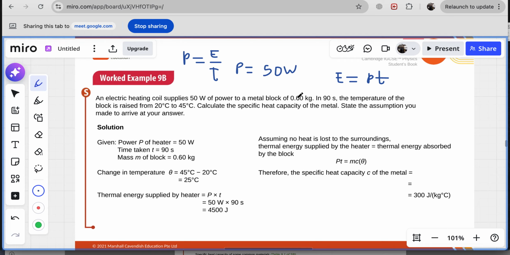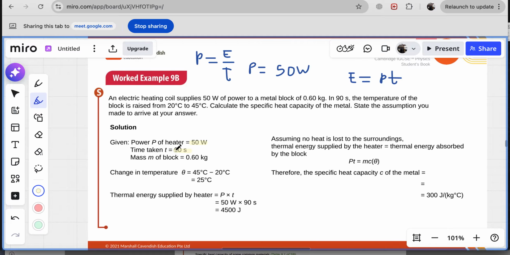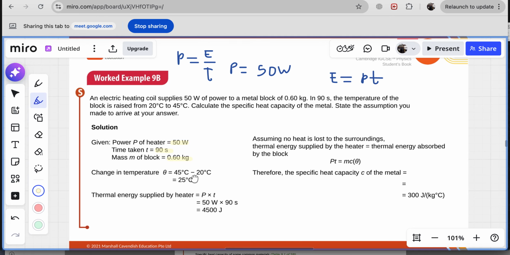So you write mass is 0.6 kg, and you bring out all your parameters. Time is 90 seconds. Power is given to us as 50 watt. So we use power times time to calculate energy. The mass is 0.6, and the change in temperature is the final one minus the initial one, meaning 45 minus 20, which gives me 25. So my change in temperature is 25. Now the thermal energy supplied by the heater is 50 times 90, which gives you the energy: 4,500 joule. This is the energy we're going to use for our calculation.